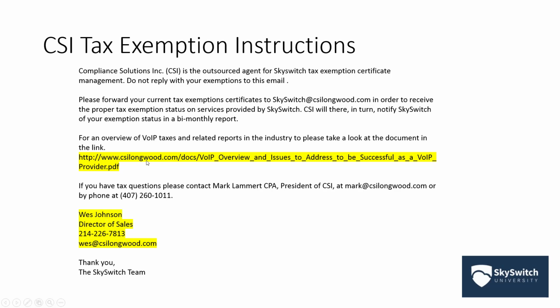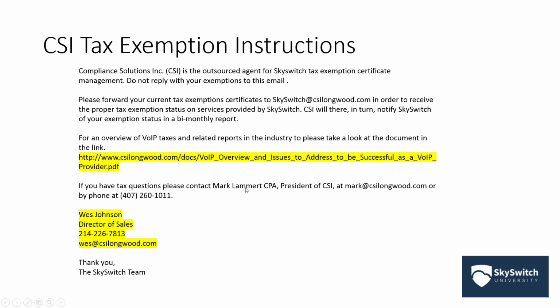Now, I do want to point out there's a very important document here on CSI's site, and you'll catch it at this URL. It's a PDF, and it's basically going to give you great instructions on how to be a successful VoIP provider and reseller, and how to make sure you're complying with the tax responsibilities that you'll have, and making sure that your tax reporting is done properly.